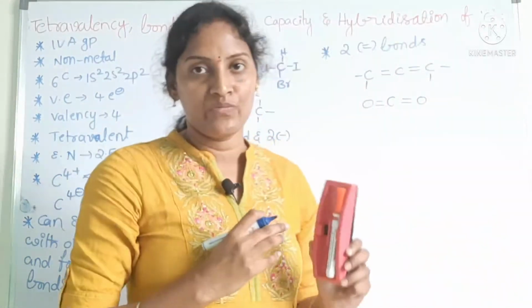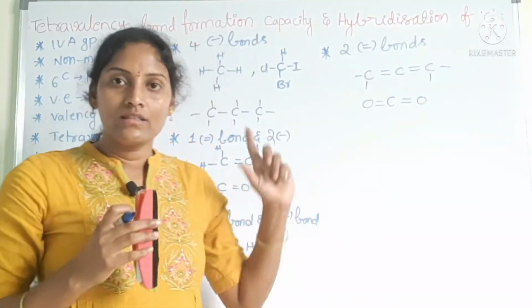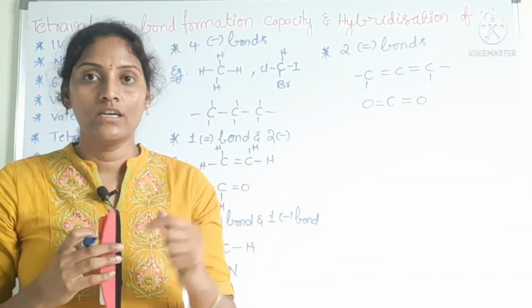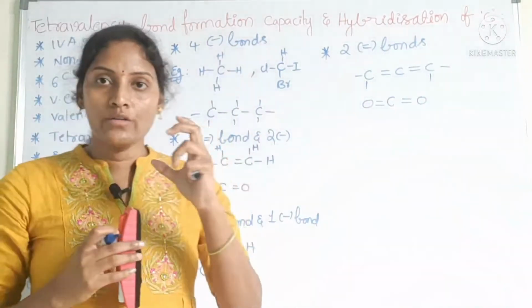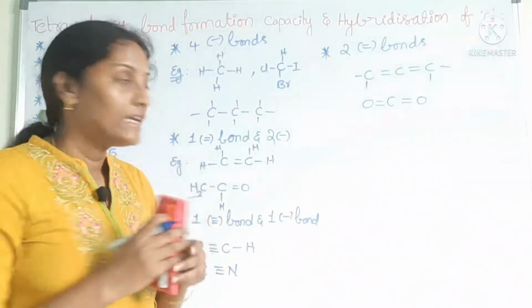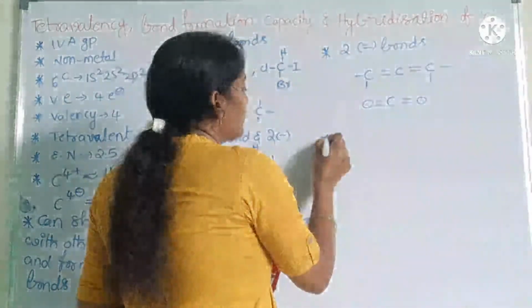Coming to the next one, this tetravalent nature of carbon and this bond formation capacity can be explained by its electronic configuration.